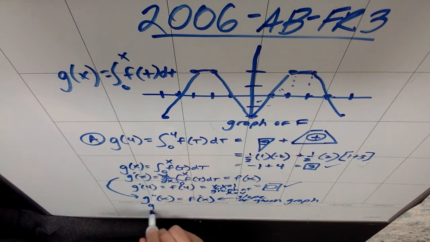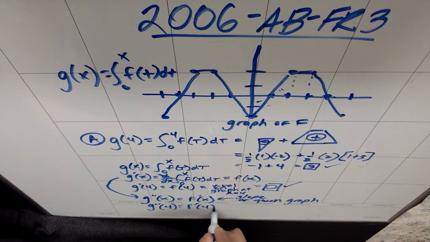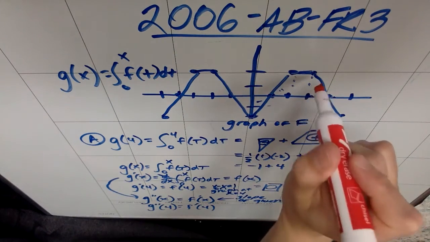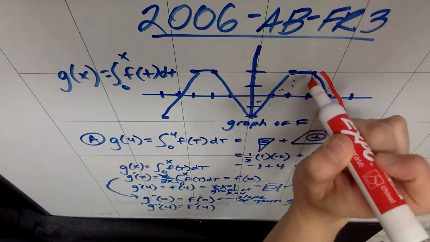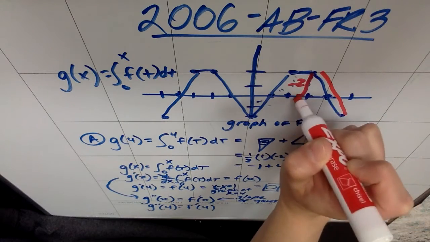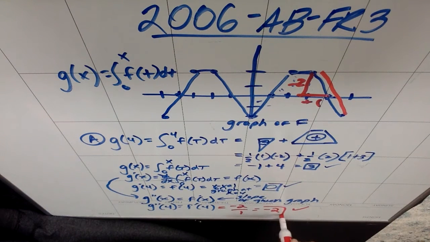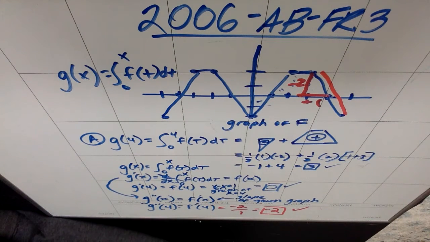So that means that g double prime of 4 is going to be the slope of the graph at 4. Well, if you notice at 4, the graph is conveniently this line that has a rise of -2 and a run of +1. So that's -2/1, or just -2. And again, the AP is just going to give you credit for those 3 quantities. So that's 3 points, and they just want to see that you did it.